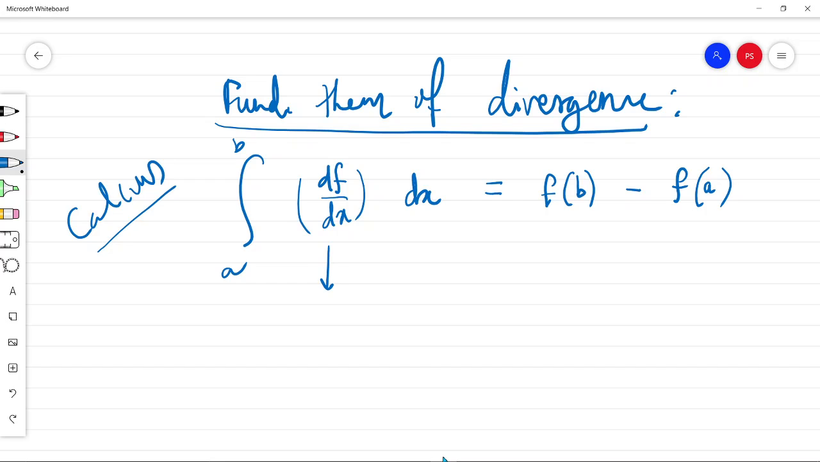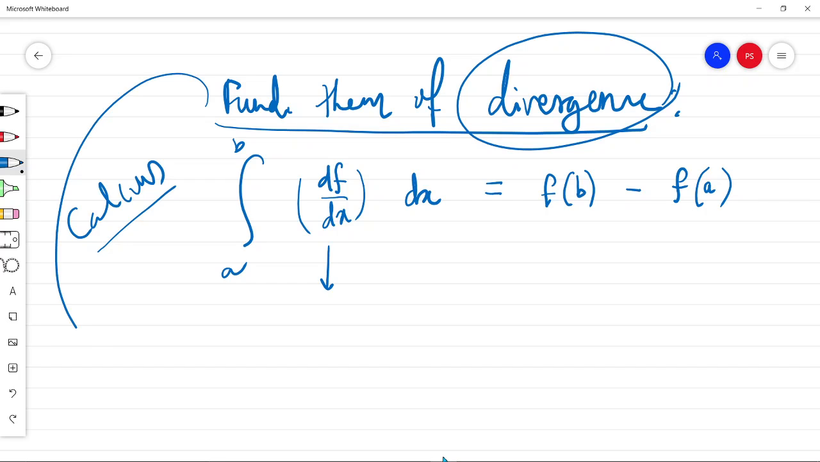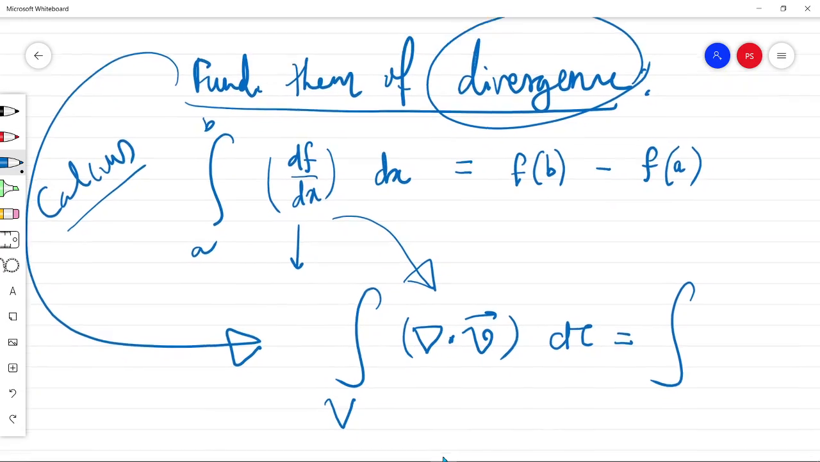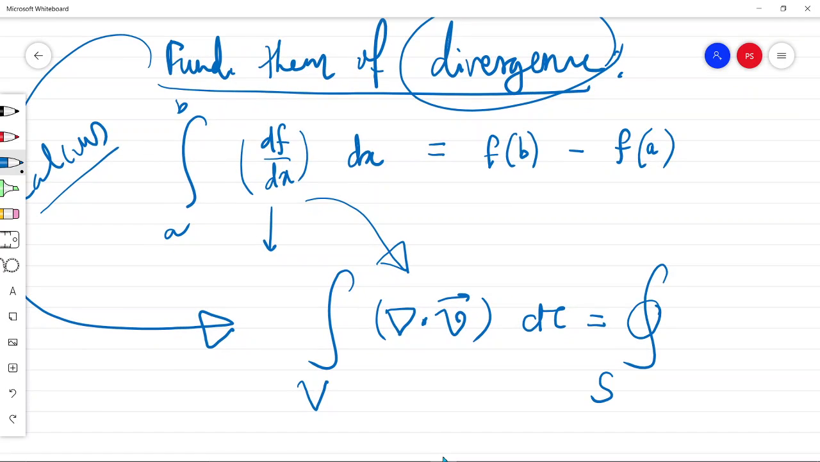Now we are going to replace this derivative by the divergence type of derivative. Accordingly, the integration gets modified and this theorem reads as the integral of del dot v bar, which is the divergence part replacing the ordinary derivative, when integrated over a volume V, is equal to the closed surface integral of v bar dot dA bar.